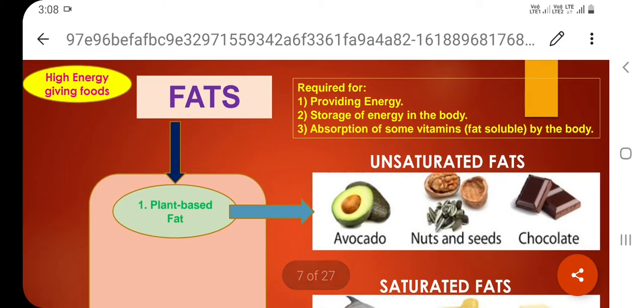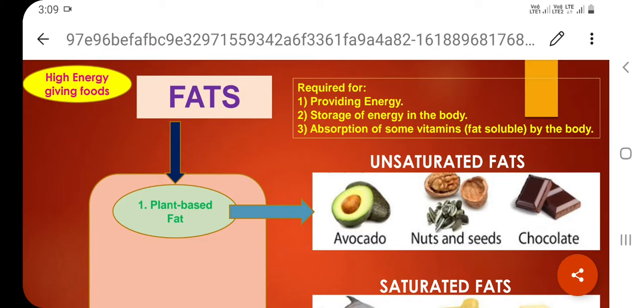So now we come to the group of fats. Fats are high energy giving foods, required first for providing energy. It provides energy and storage of energy in the body. That's why we get some fat in our stomach, right? That's the storage of energy in the body.